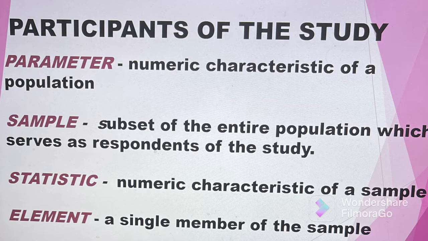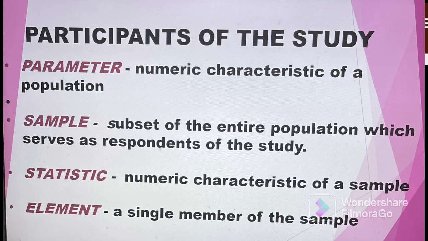We can also have another term which is called statistic. This is now the numeric characteristic of a sample. So this answers the question, how many are your samples? So 1,200, the number is called statistic. Parameter is to population, while statistic is to sample.